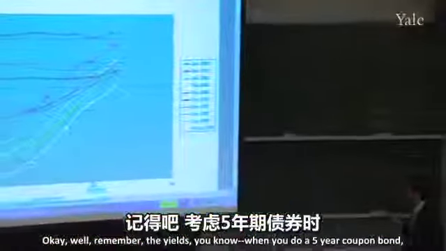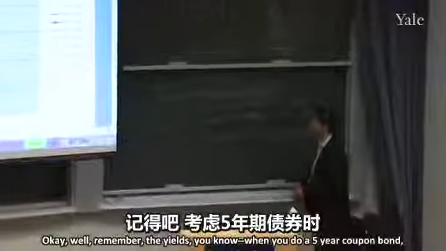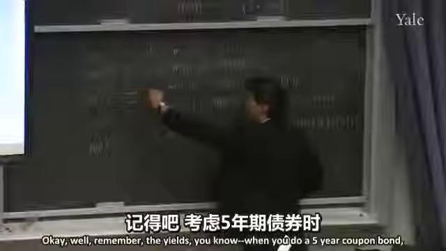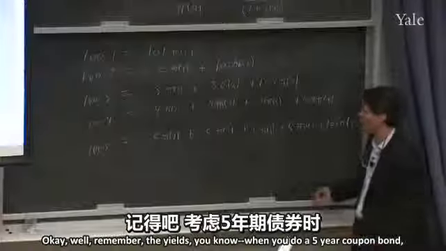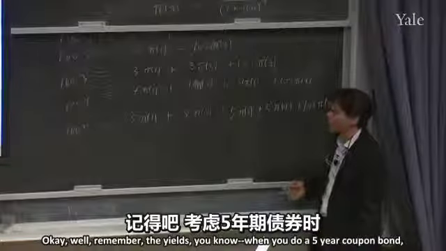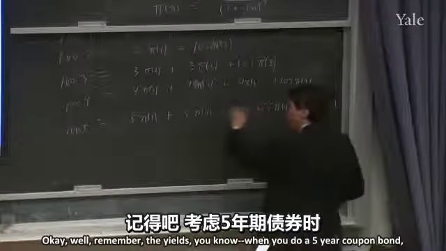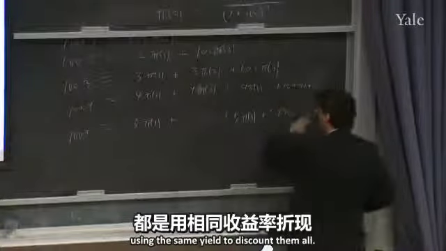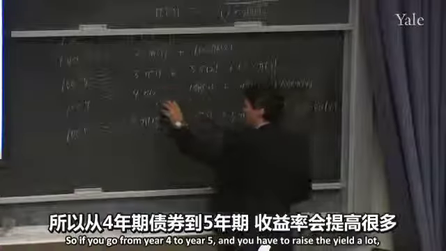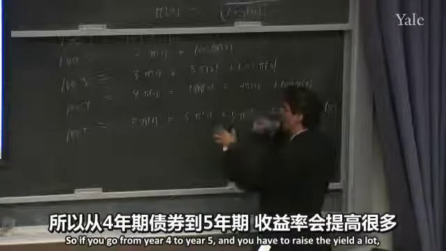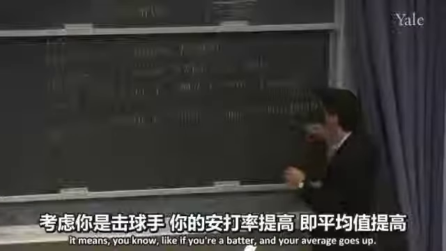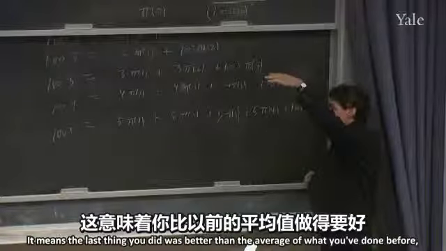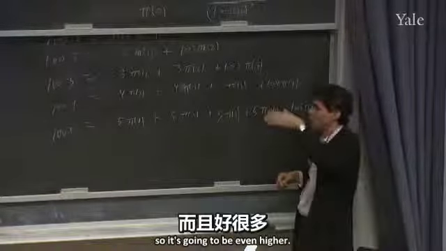Okay, well, remember, the yields, when you do a 5-year coupon bond, you're discounting all the cash flows, the previous 4 cash flows. You're using the same yield to discount them all. So if you go from year 4 to year 5 and you have to raise the yield a lot, it means, like if you're a batter and your average goes up, the last thing you did was better than the average of what you've done before. So it's going to be even higher.